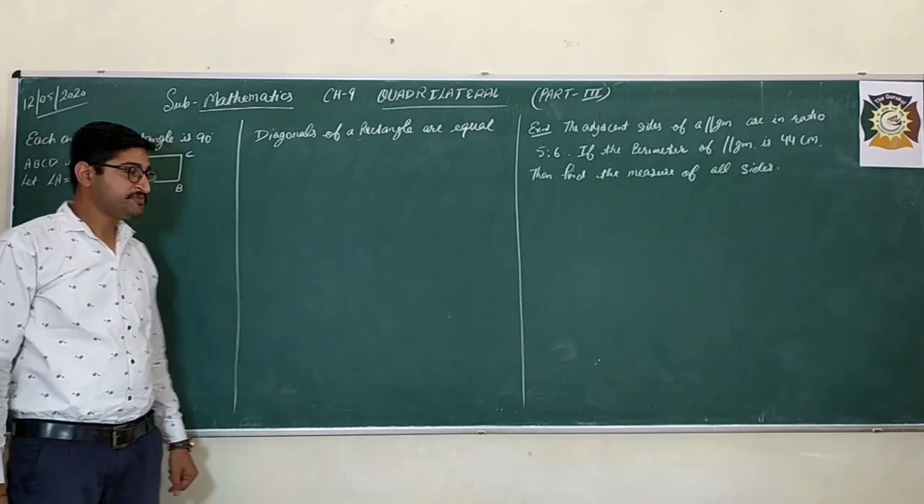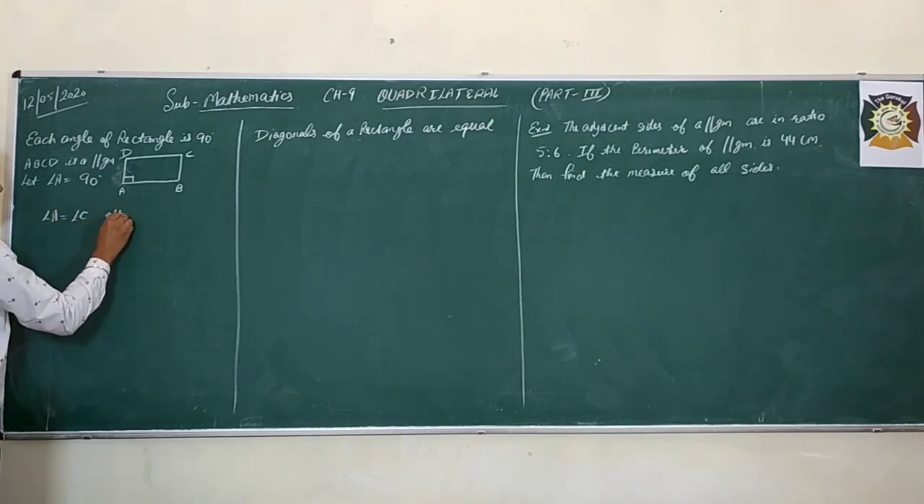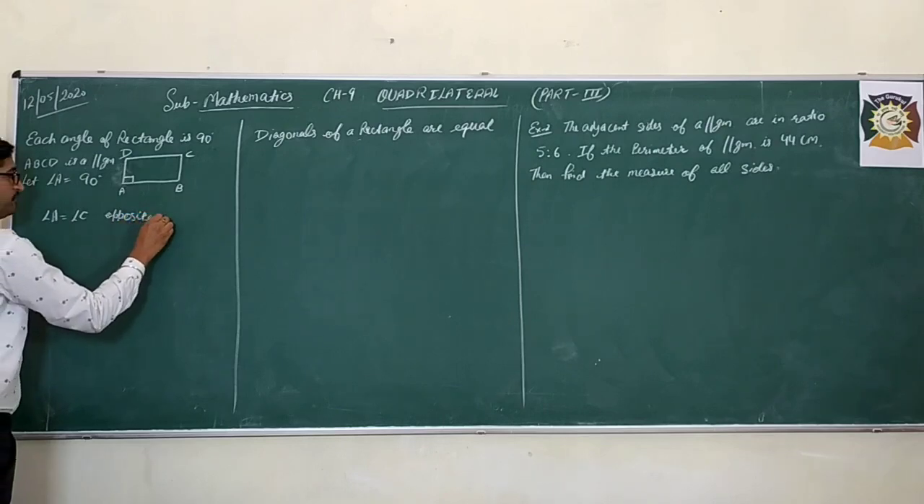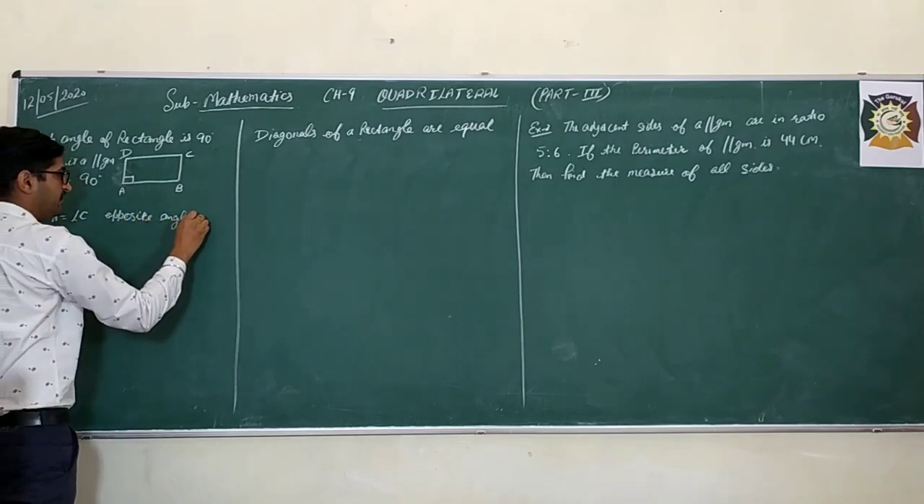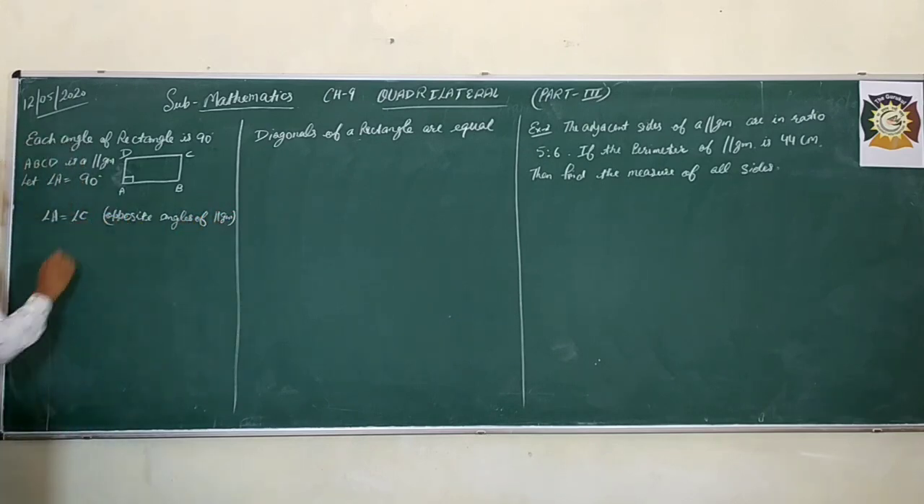Is it clear, everyone? Now, we know the properties of the parallelogram, that in a parallelogram opposite angles are equal. So angle C is opposite to angle A. Angle A is equal to angle C, opposite angles of parallelogram. So angle C is equal to 90 degree.